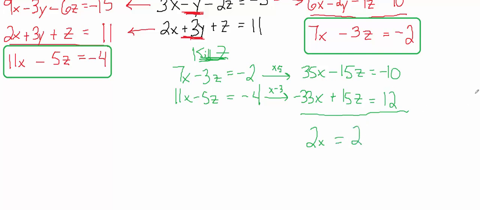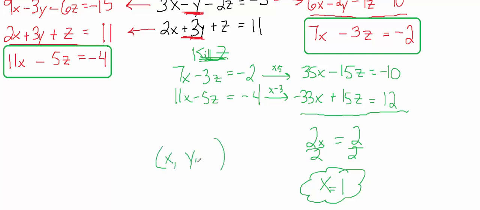Oh, perfect. And so now we just need to solve. We divide each side by 2, and I get x equals 1. Boom! But I'm not done yet, okay? Remember, our answer when having 3 planes, if it's a point, is going to be an x, a y, and a z. We've only found the x so far. So where do we need to go?